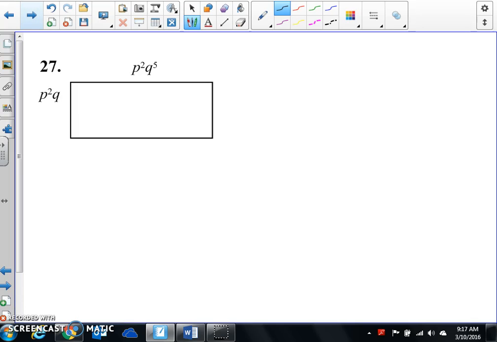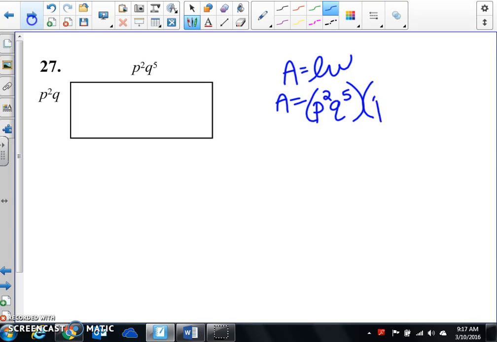All right, I'm pretty sure this said find the area. So the area equals length times width. So area equals, and it doesn't matter which one you do, but we'll say p squared q to the 5th is our length. Our width is p squared q. All right, I don't have any powers to powers, so I just add my exponents. So p, 2 plus 2 is 4. Q, 5 plus 1 is 6.